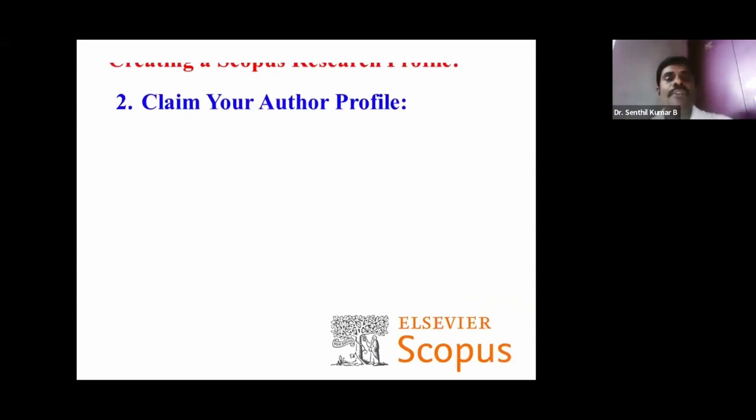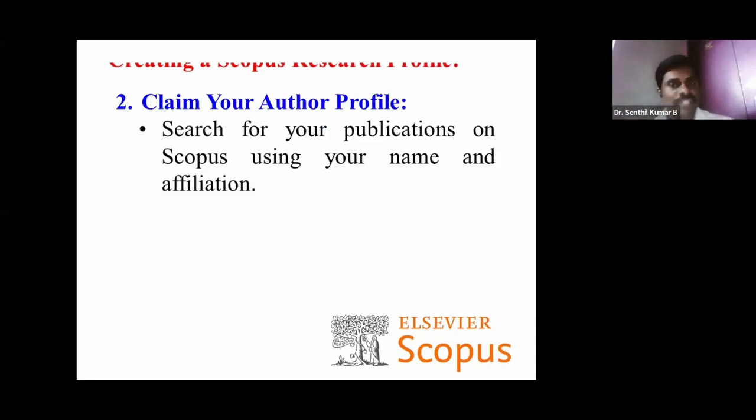After this, step 2, you have to claim your author profile. Your first step was just registering. Now log in using that user ID and password, and then claim your profile. As I told you, all the Scopus publications in your name will be displayed. Your only job is to select whichever is your publication, and those publications will slowly be added to your profile. If it is not displaying, this is very important.